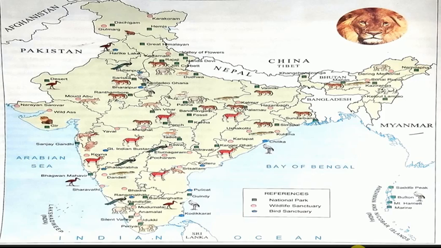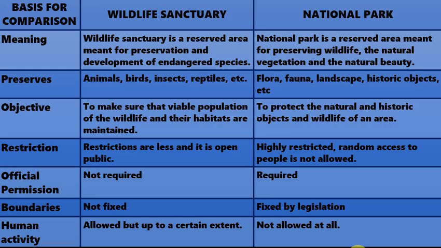Talking about national park, a national park is a protected area of land in which a typical ecosystem with all its wild plants and animals are protected and preserved in natural surroundings. A national park is a reserved area meant for preserving not only wildlife but also the natural vegetation and the natural beauty. The Jim Corbett National Park in Uttarakhand is the oldest national park in India.